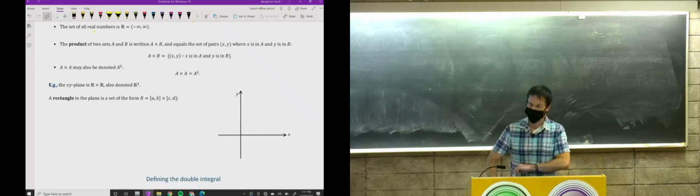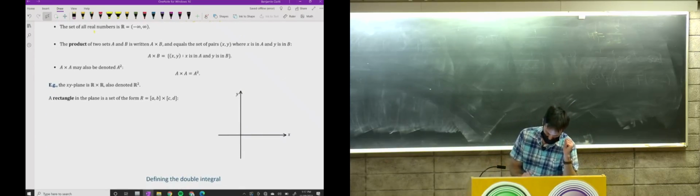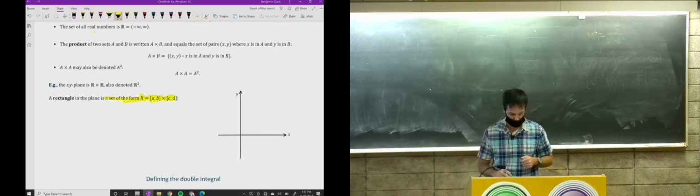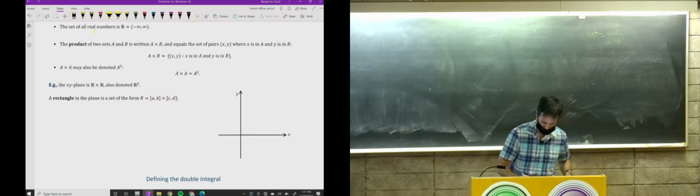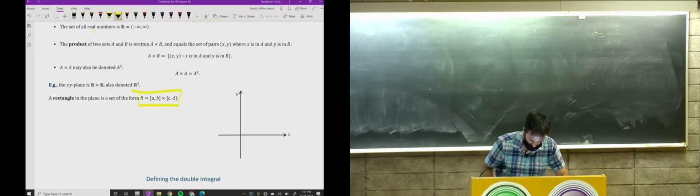Finally, we're going to be talking about rectangles in the xy plane. So a rectangle is a set of the following form. It's of the form R equals some interval times, or product with some other interval. So let me draw you what this rectangle A B cross C D would look like.